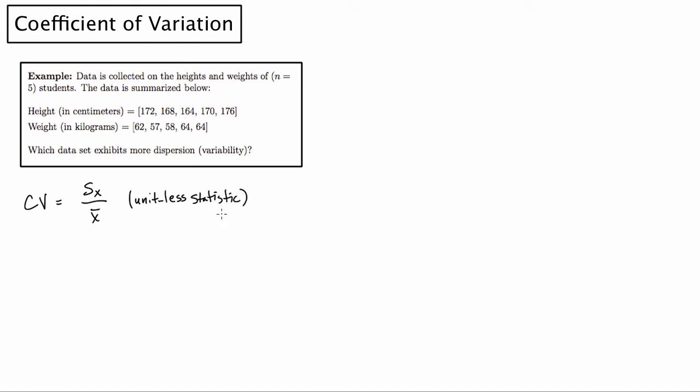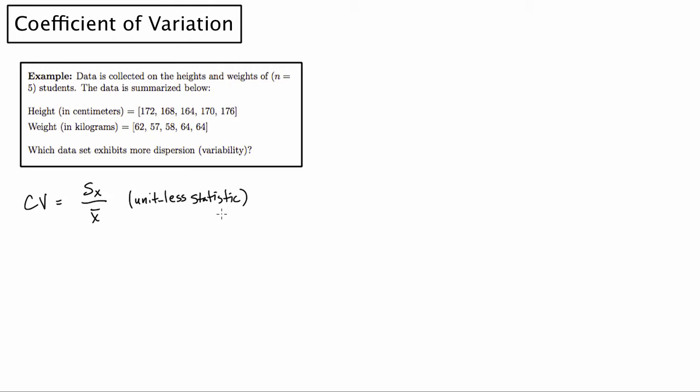In mathematics, whenever you have quantities that you can calculate that are unitless, usually we call them dimensionless. Whenever you can calculate dimensionless quantities in mathematics, that's nice, because if the units change, the statistic will not. So for this particular example, we have 5 data points.